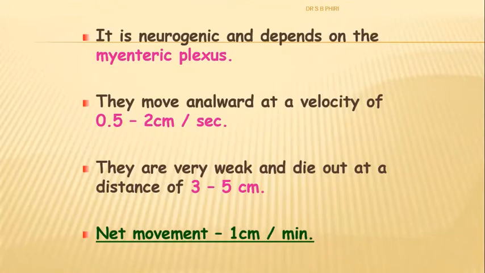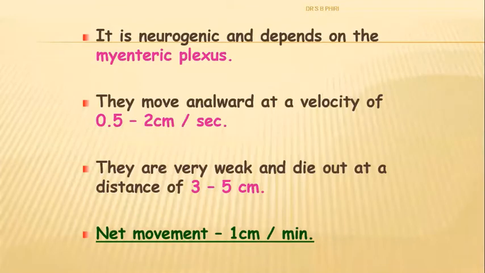It's not going to proceed. You need to initiate more peristaltic contractions at that point again for the bolus to move. Otherwise, they are so weak, they will die off when they cover a distance of 3 to 4 centimeters. So there is a net movement of 1 centimeter per minute. This is the net movement of the chyme or the bolus.